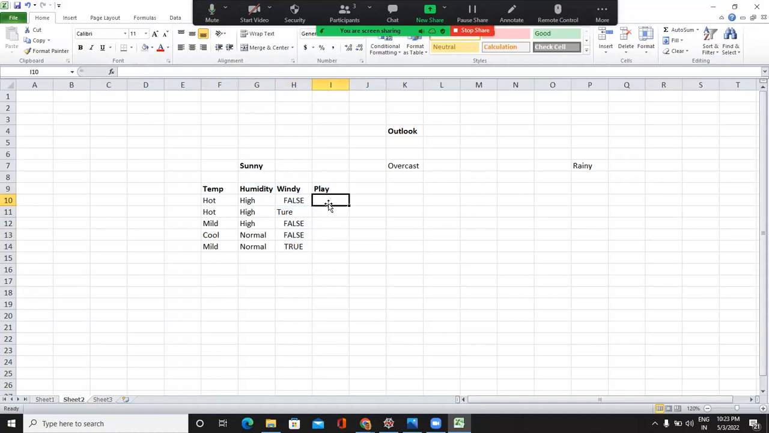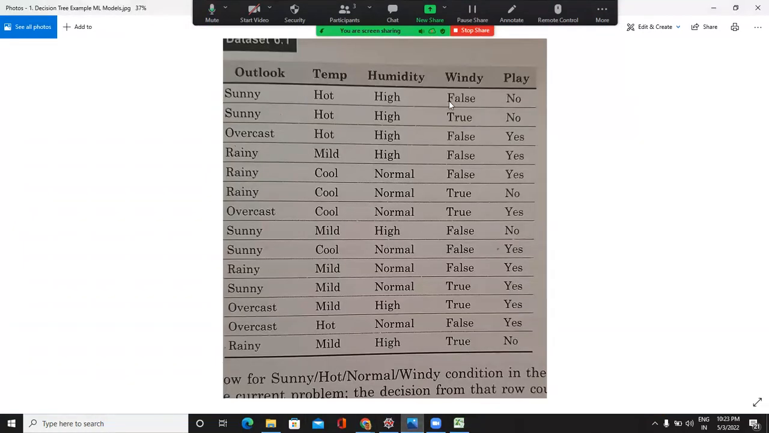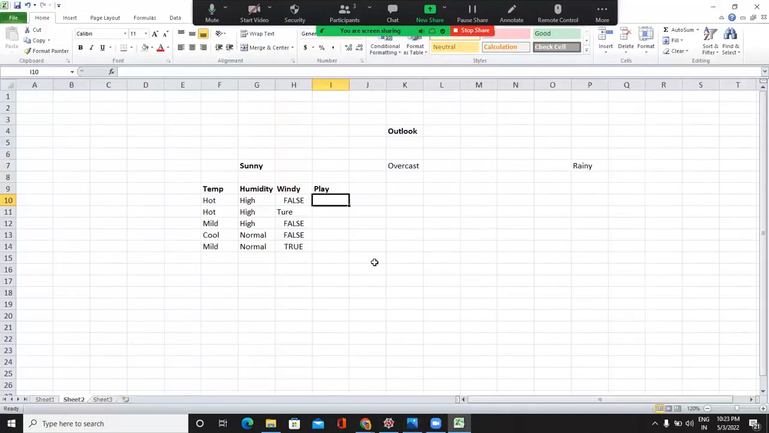So where will be windy? The windy column we have copied here. Then play for sunny we will copy: no, no, no, no, yes. So four no and one yes. So that happens when outlook is sunny.